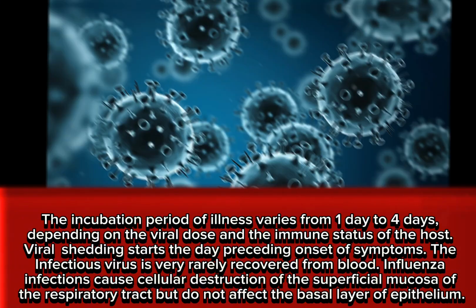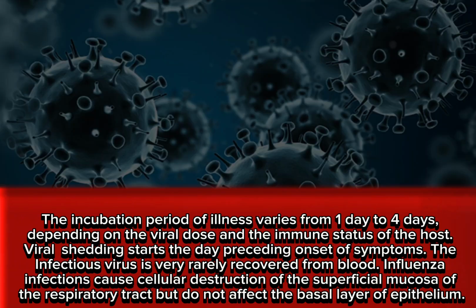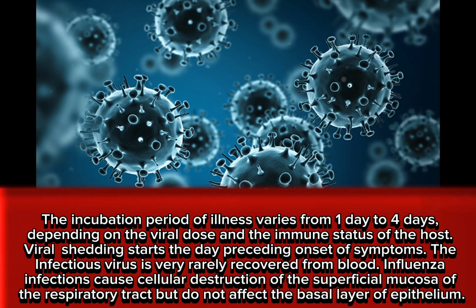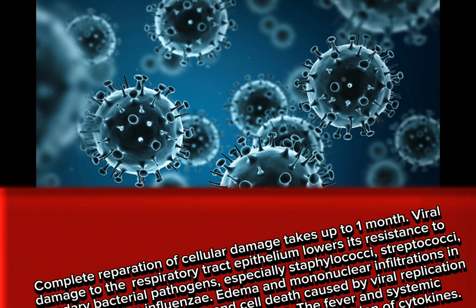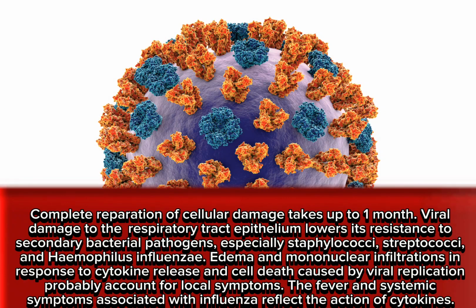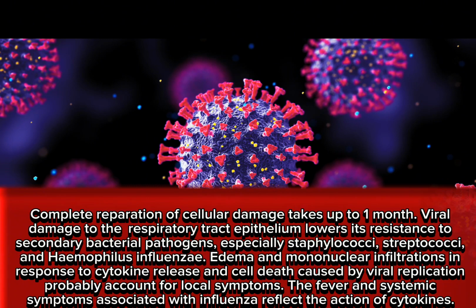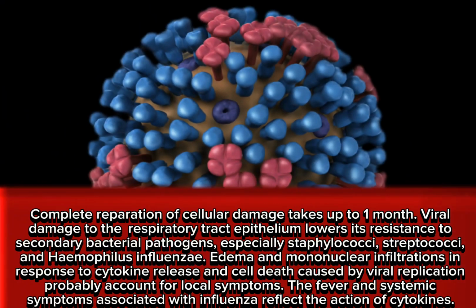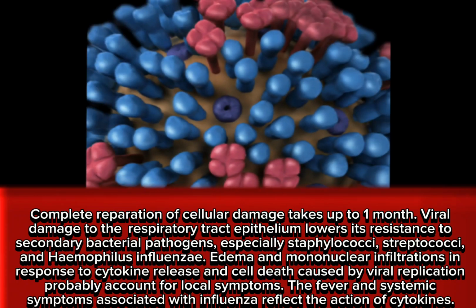Influenza infections cause cellular destruction of the superficial mucosa of the respiratory tract, but do not affect the basal layer of epithelium. Complete repair of cellular damage takes up to 1 month. Viral damage to the respiratory tract epithelium lowers its resistance to secondary bacterial pathogens, especially Staphylococcus, Streptococcus, and Haemophilus influenzae. Edema and mononuclear infiltrations in response to cytokine release and cell death caused by viral replication probably account for local symptoms. The fever and systemic symptoms associated with influenza reflect the action of cytokines.